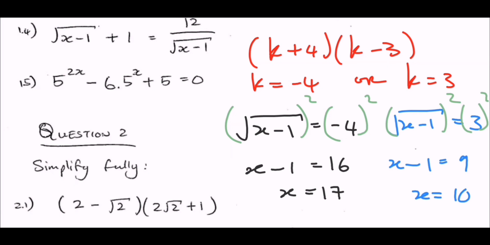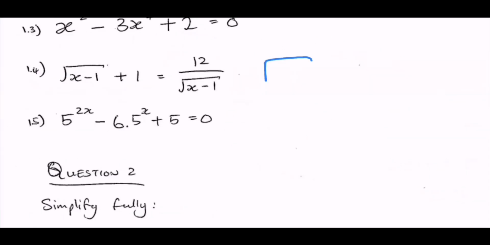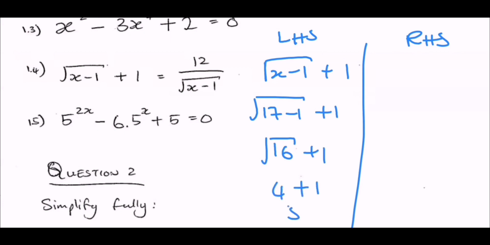So I'm going to substitute the 17 and the 10 to see which answer actually works and which answer gives us something different. The square root of x minus 1 plus 1, this is the left-hand side. I want to make sure that the left-hand side is equal to the right-hand side. So if x is 17, then this is the square root of 17 minus 1, plus 1. That would be the square root of 16, which is 4, and 4 plus 1 we know is 5. So the answer is 5 on the left-hand side if you substitute 17.